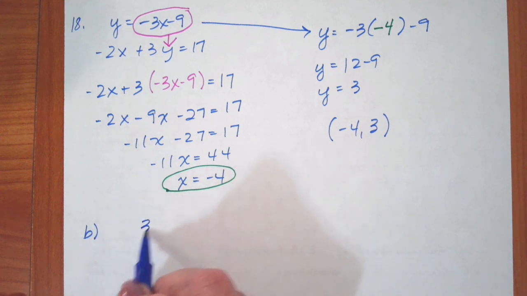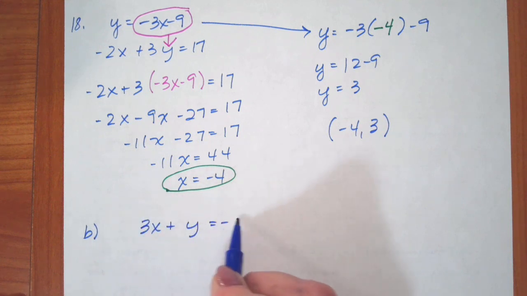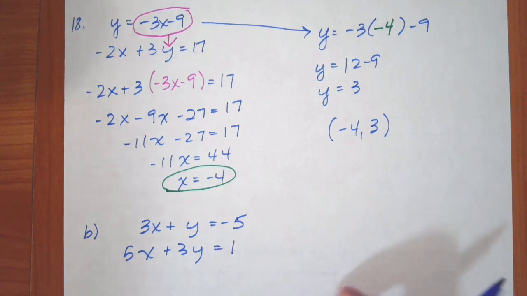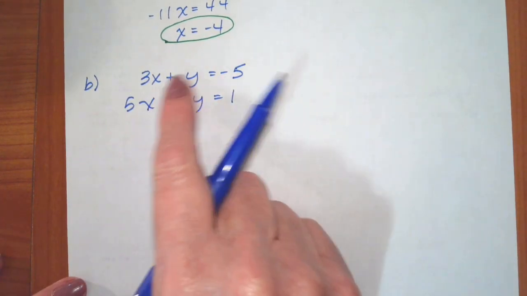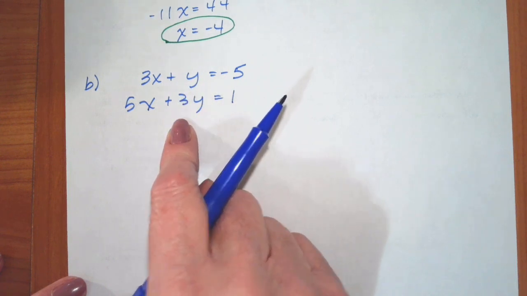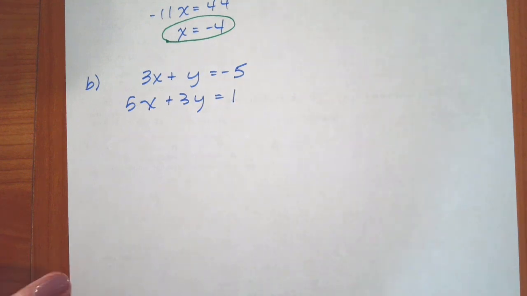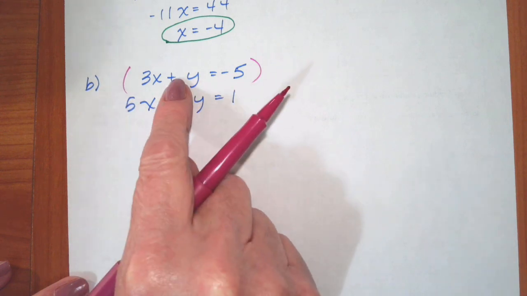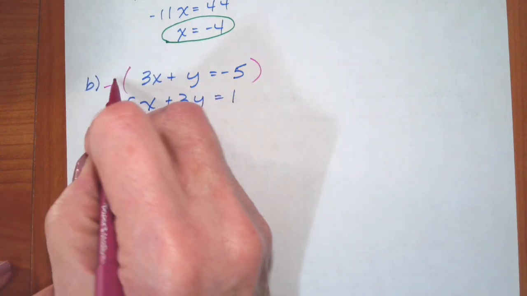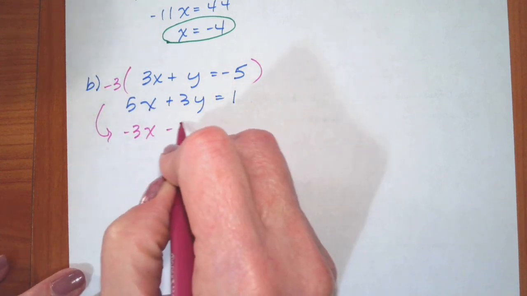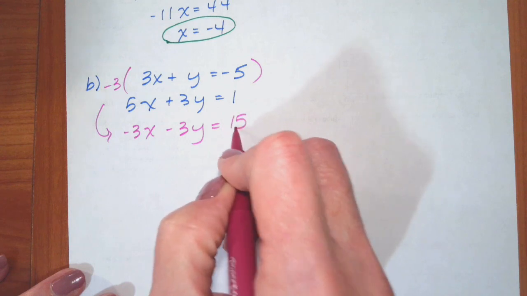Okay, so for B, I have 3x plus y is equal to negative 5, and 5x plus 3y is equal to 1. Now, if you wanted to solve this by substitution, you could solve this one for y pretty easily and then substitute it into here. But since these are all nice and lined up, to me it's just easier to multiply this by negative 3, which means I have to multiply everything by negative 3, and I get negative 3x minus 3y is equal to 15.